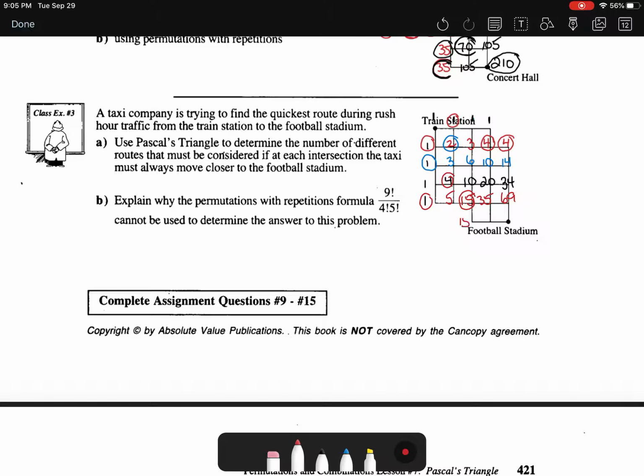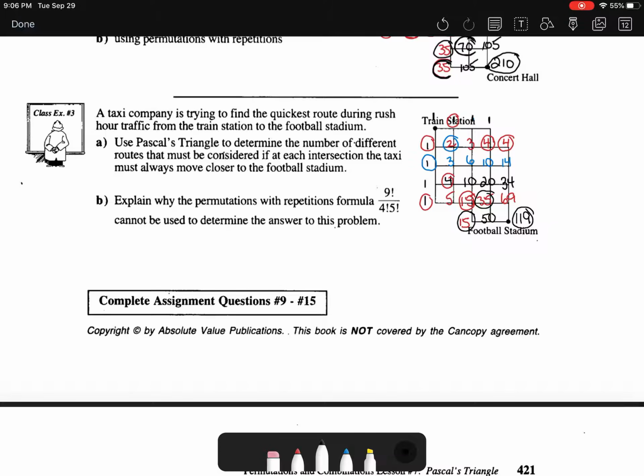Now this 15 here, same number of ways to get here. So 15, and now 15 and 35 is going to be 50, and then 50 and 69 is 119. And there's your result, the number of pathways or ways to get from the train station to the football station. Now it says explain why the permutations 9 factorial over 4 factorial 5 factorial can't be used.